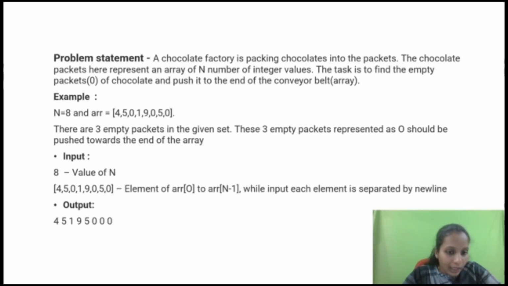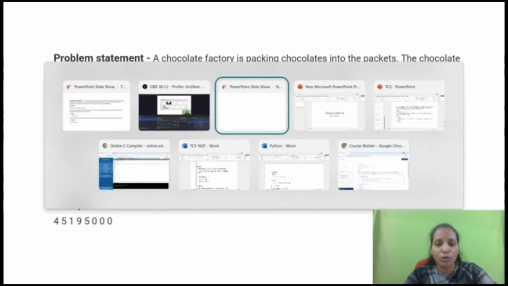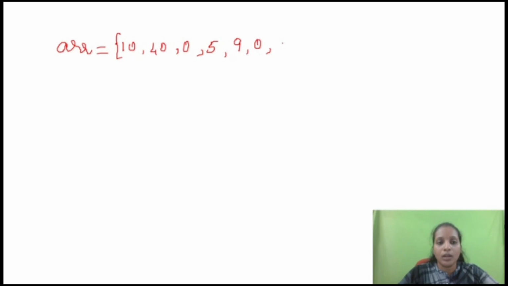So in the input, it's the same thing. Element of array of 0 to element of array of n minus 1. While input, each element is separated by a new line. So we can take the user input also. So how do we proceed through the program? Suppose there is an array. Let's take an array equal to 10, 40, 0, 5, 9, 0 and 30.